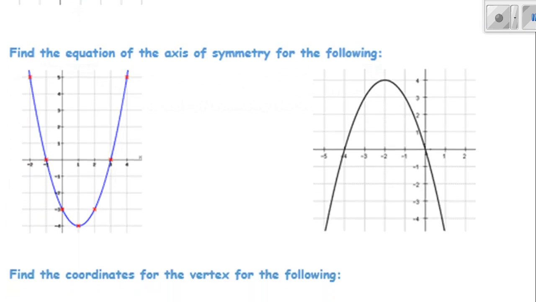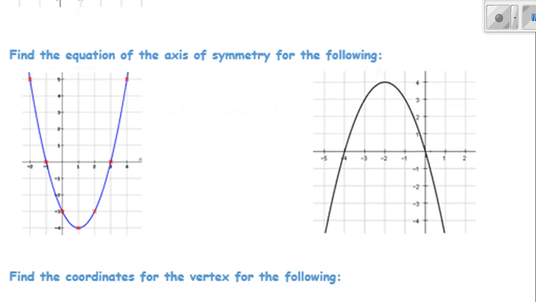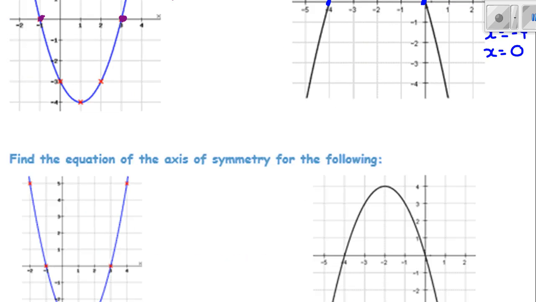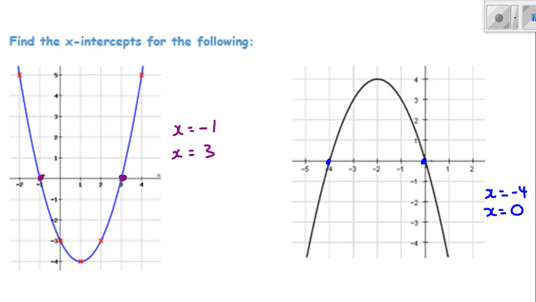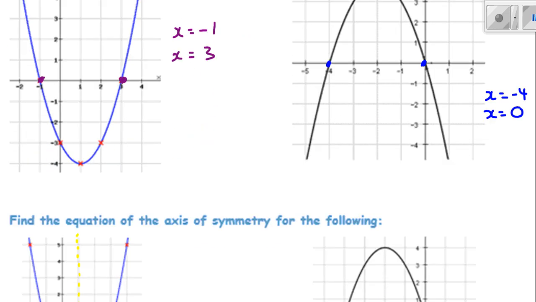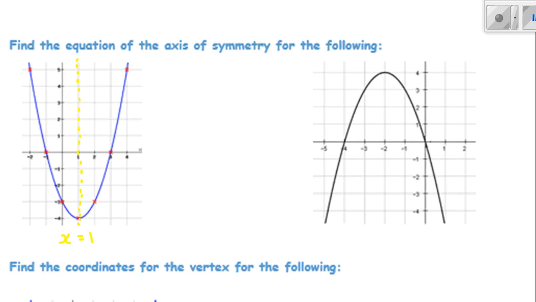Find the equation of the axis of symmetry for the following. So it's going through here. Let's draw it in. We've got x equals 1. Pretty boring. Turned out to be x equals 1 again. This one's a bit more interesting. Kind of through here. It's slightly different this time. It's at x equals negative 2. Because notice it has to be an equation. Don't just write 1 or negative 2, because it has to be an equation, or else I'll mark it wrong for the axis of symmetry.